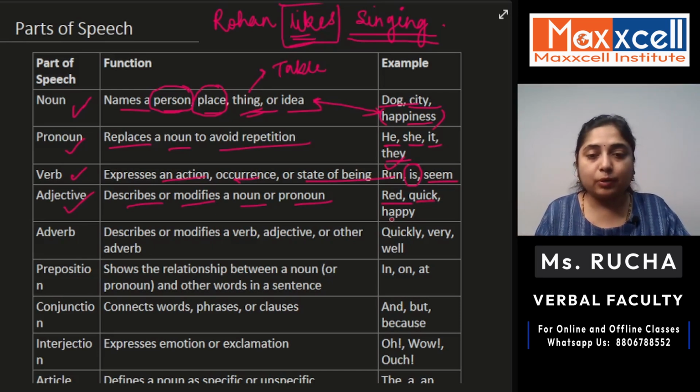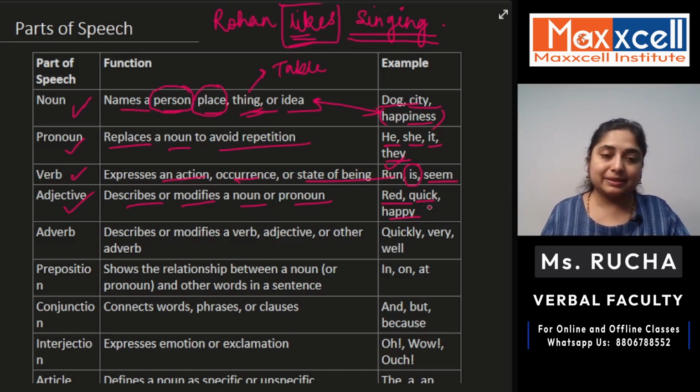Right? Happy. How happy can be, not? It can be an adjective. She is happy. Rita is happy. Now Rita is happy. What is her state? She is happy. Isn't it? So here again happy is an adjective because it is modifying, or it is telling more, or talking more about the noun, right?